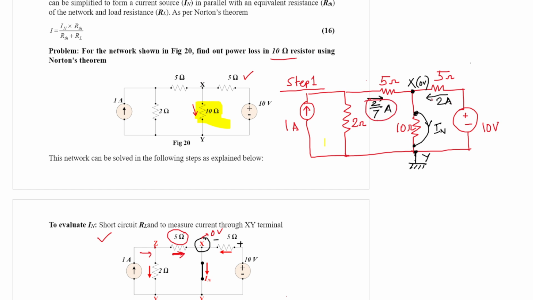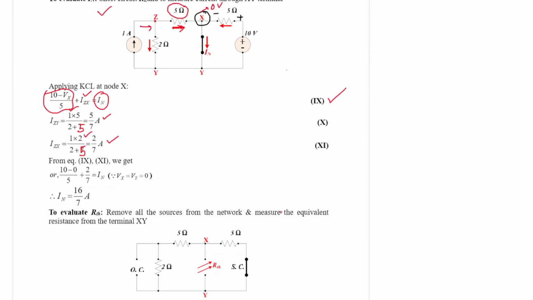And this current is 2 ampere because this is 0, so this volt is 10. So the potential difference is 10. So 10 by 5 is 2 ampere. So from here we can write 10 minus 0 by 5. From this equation, actually, it is the continuation of equation 9. So 10 minus 0 by 5 plus 2 by 7, which is IZX, it is equal to IN.